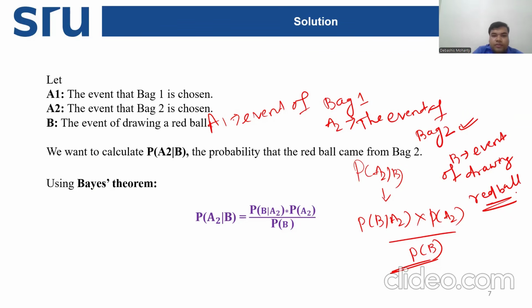Okay, students. So based on this, we need to calculate the probability of A2 given B. That means A2 is bag 2, and from bag 2, choosing the red ball. So A2 given B. That is using the conditional probability, the reverse conditional probability, the Bayes theorem. Very interesting concept. So next, coming to the solution.